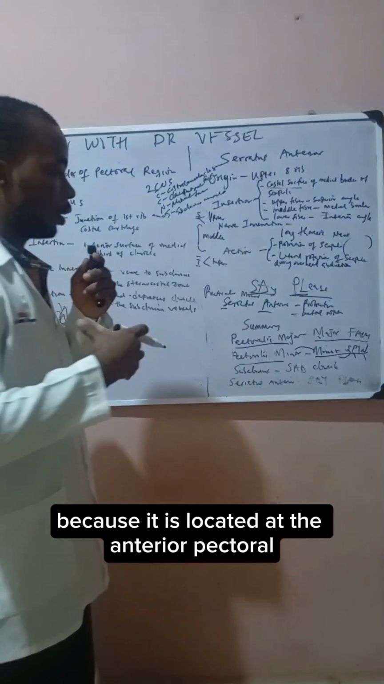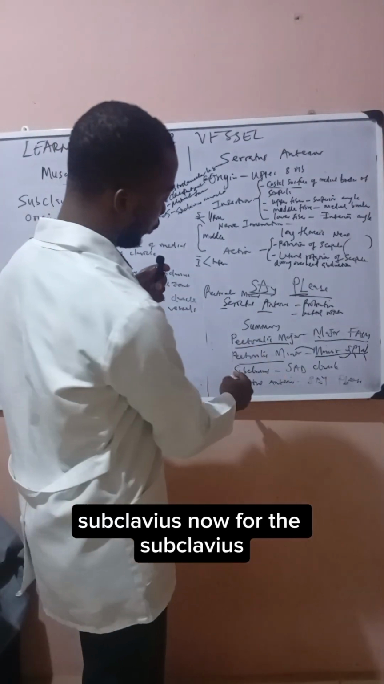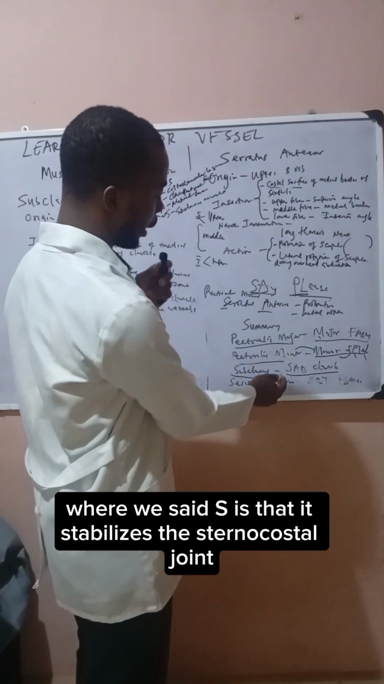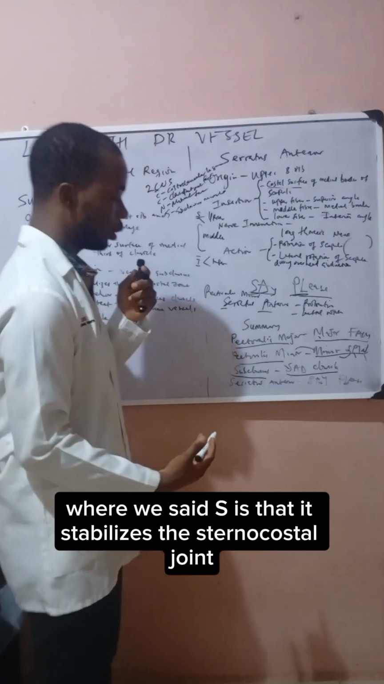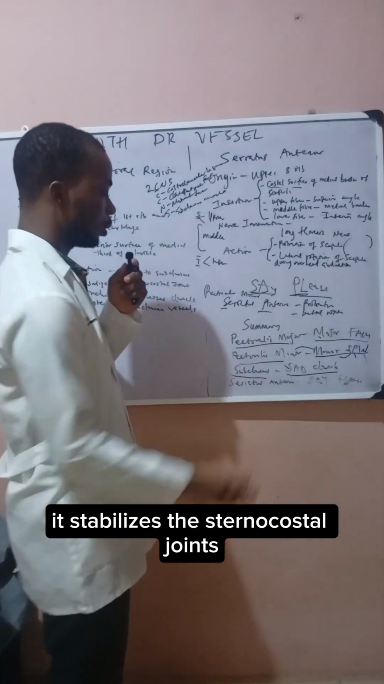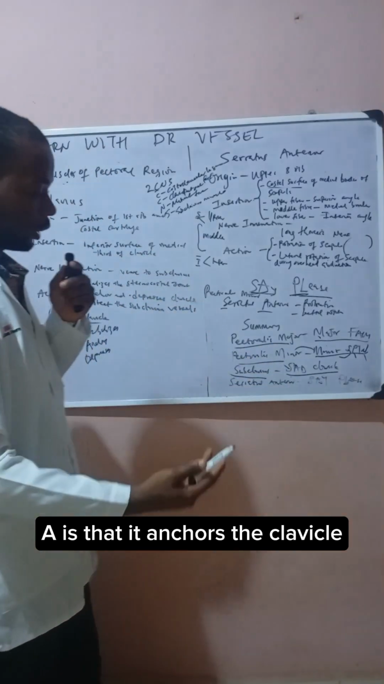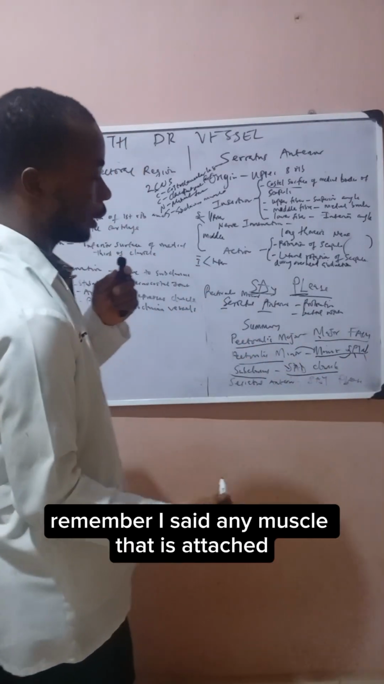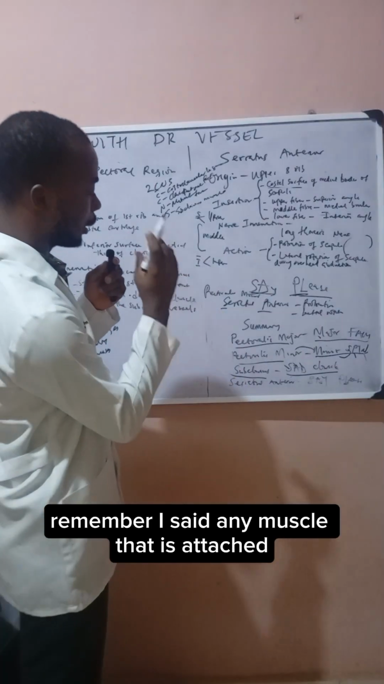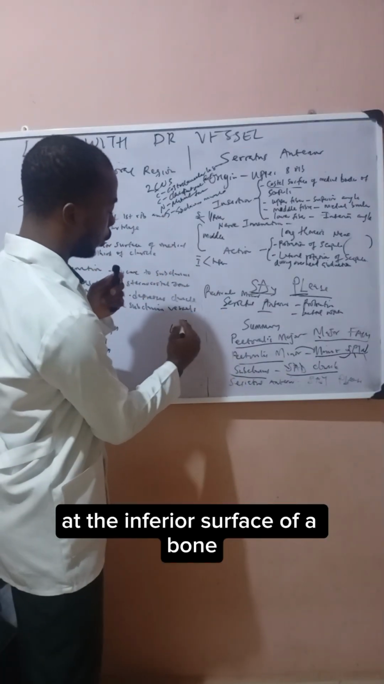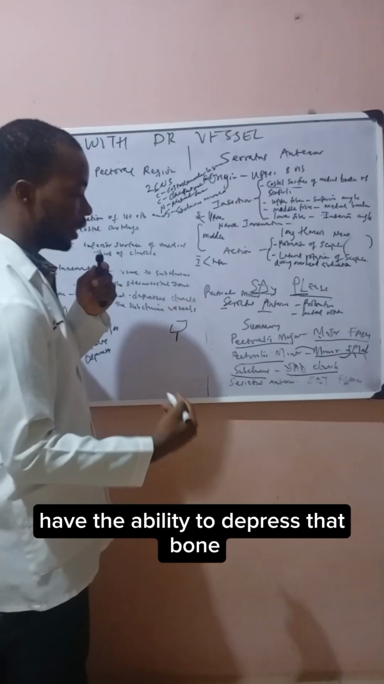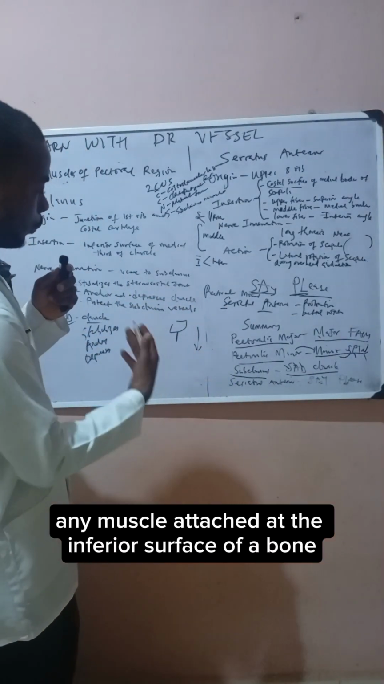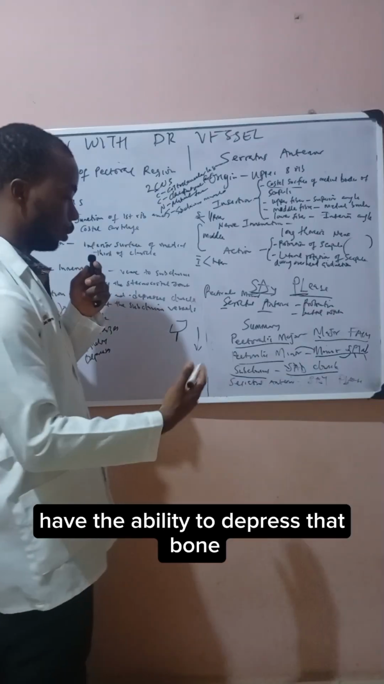Now for the subclavius, we said we can use SAD clavicle to remember the function, where S is that it stabilizes the sternocostal joint, A is that it anchors the clavicle, and D is that it depresses the clavicle. Remember I said any muscle that is attached at the inferior surface of a bone has the ability to depress that bone.